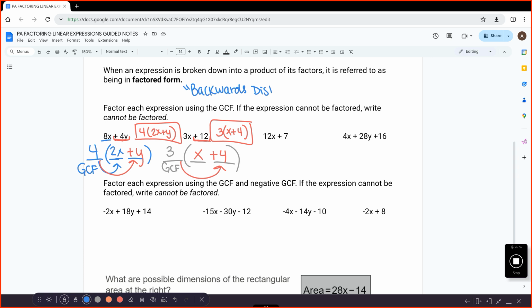All right, so our next example, we've got 12x plus 7. Well, what is the greatest common factor between 12x and 7? There, in fact, is none other than 1. So you don't need to factor out the 1. We can just write here, cannot be factored.